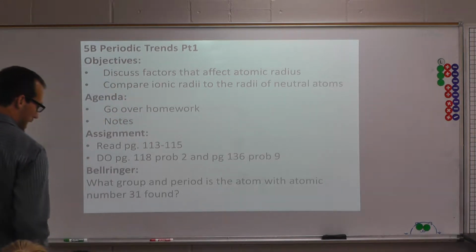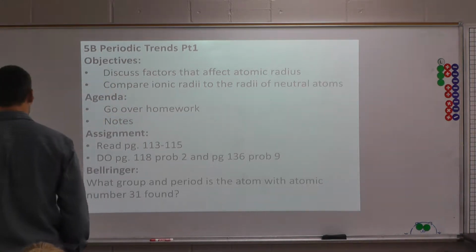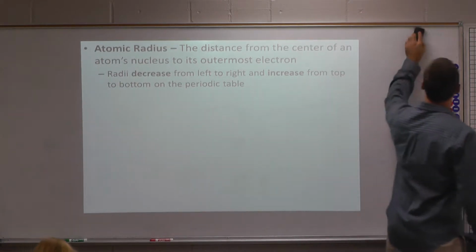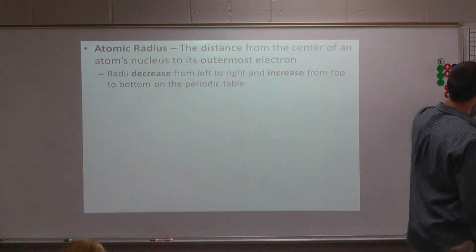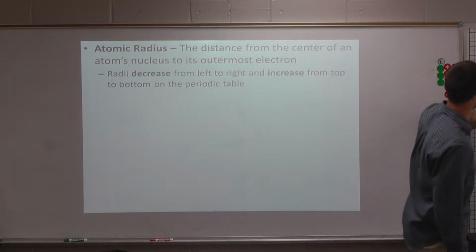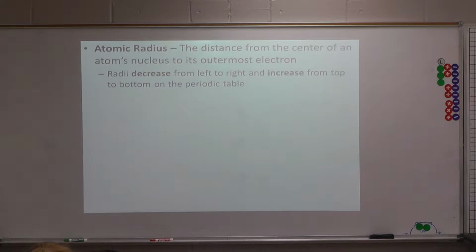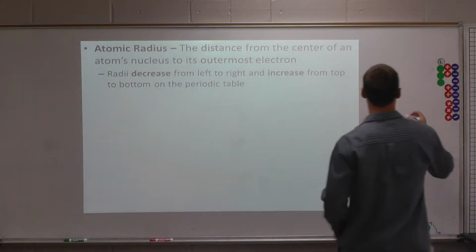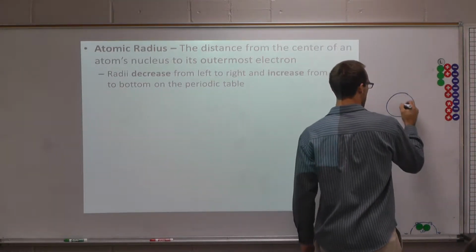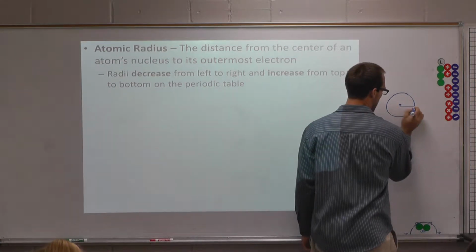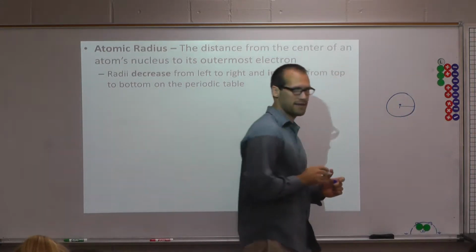So what we're going to talk about today are trends that we see on the periodic table. The very first trend is radius. We should be familiar with what radius is, right? Maybe not what the atomic radius is, but we should know what the word radius is. What is the term radius? The distance from the center to the outside of the circle. Okay? So if we were to draw a circle, there would be your center, there would be the outside, and that would be your radius, correct?